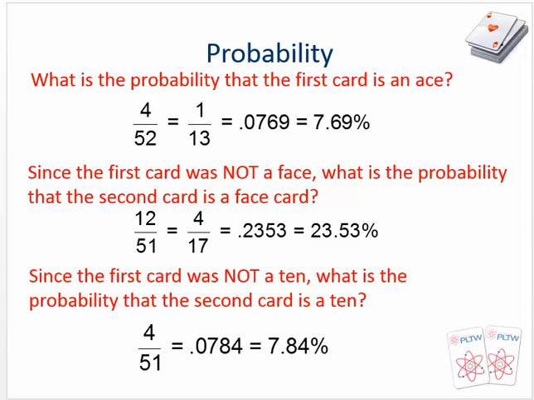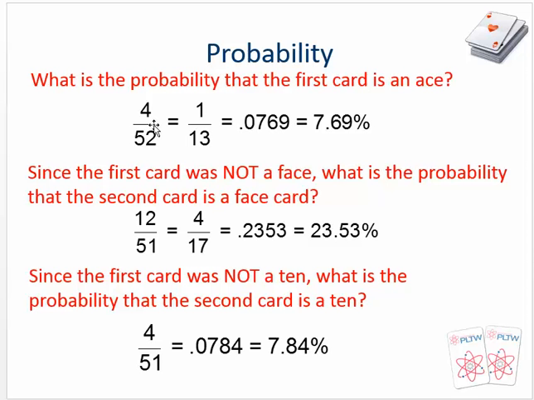First of all, what is the probability that the first card is an ace? Well, there's 4 aces, so there's 4 chances that you could pull out an ace. There's 52 total cards. So it's 4 out of 52 that is the probability that you could pull out an ace on the first one. It'd be 1/13 or approximately 7.7%.